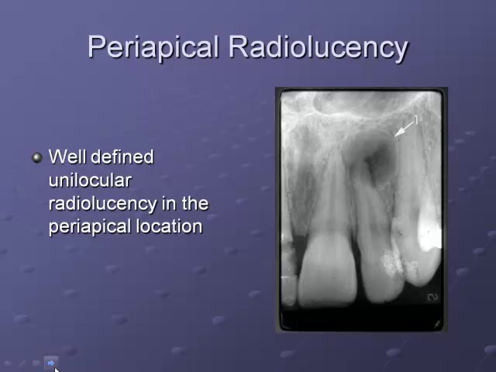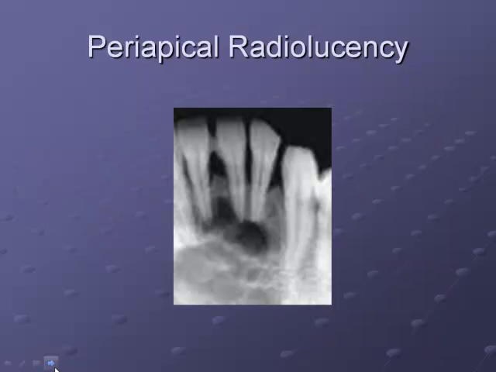Periapical radiolucencies, or cysts, can be well-defined unilocular radiolucencies in the periapical location. Unilocular refers to one compartment. Periapical radiolucencies, such as cysts, can also be multilocular, made up of several compartments.